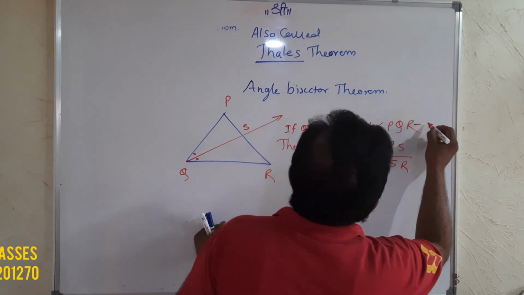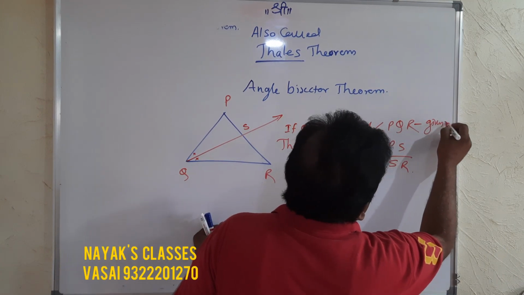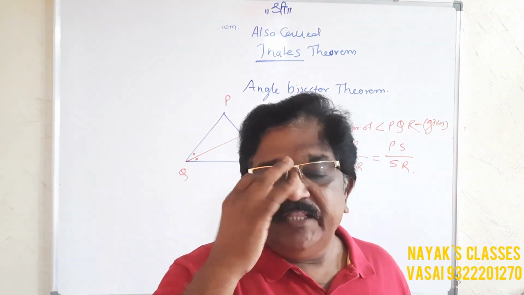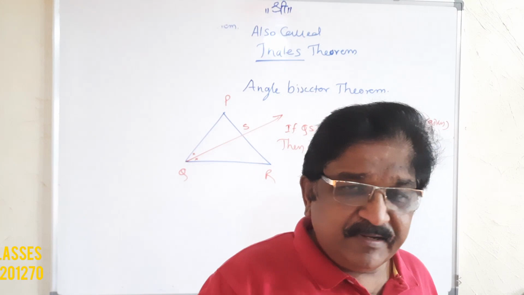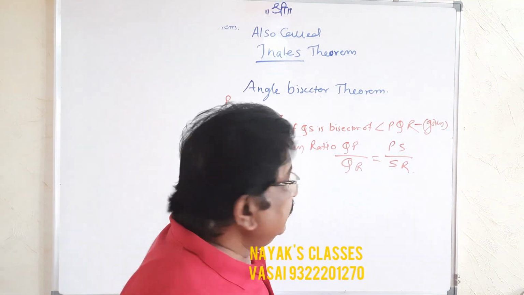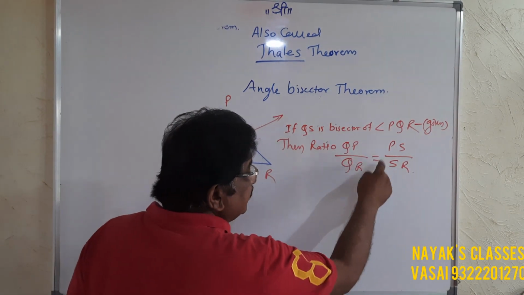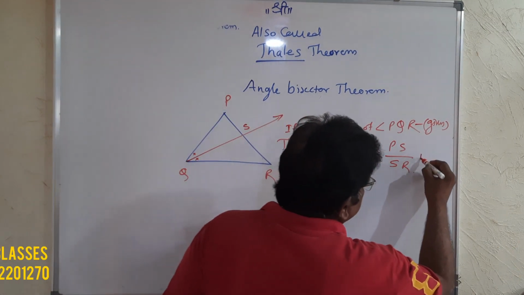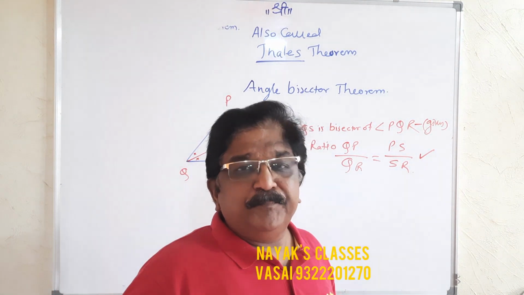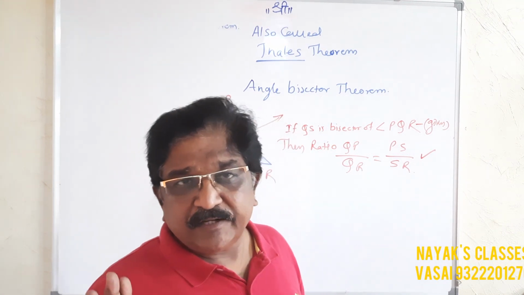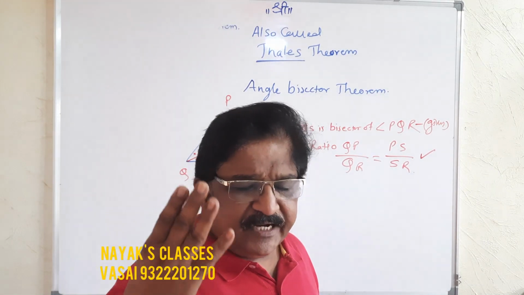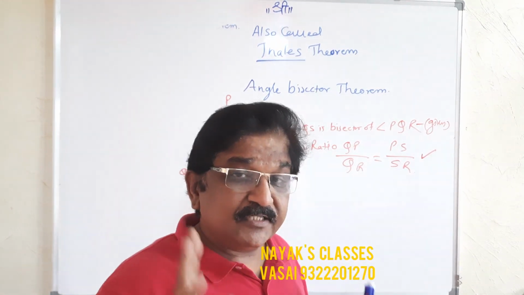See what they have given. QS is the bisector. In the first condition they have given that QS is an angle bisector. If it is an angle bisector, then this ratio is true. This is simply called the angle bisector theorem, or angle bisector property. How to prove it? We will come across that afterward. First, you understood what it is.